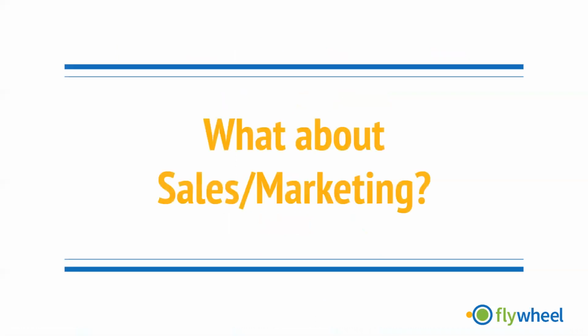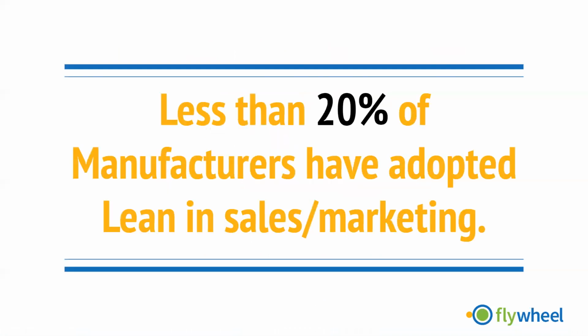So what about sales and marketing, which is our focus? Well, the problem is a lot of manufacturers aren't positioned to thrive in a trade war because they haven't adopted lean in sales and marketing. They may have adopted it in production, but they haven't adopted it in sales and marketing. So right there is a problem.